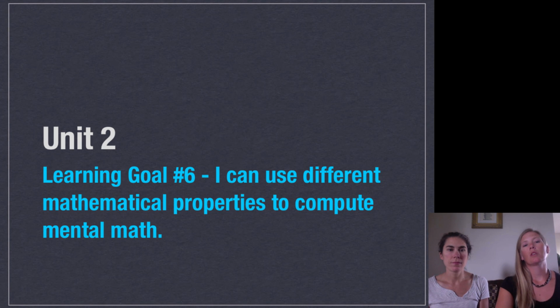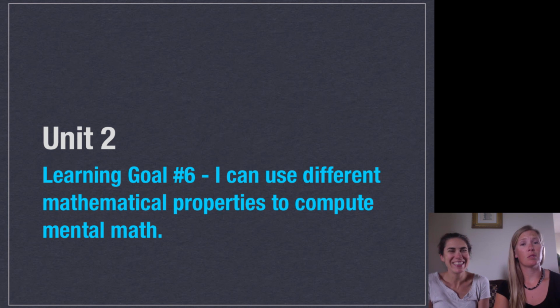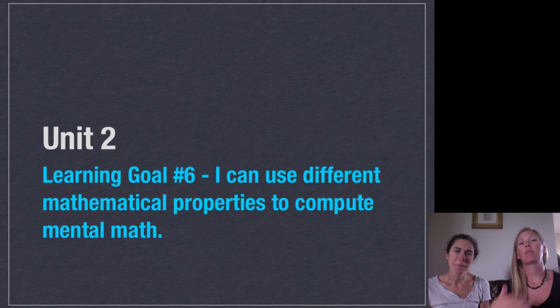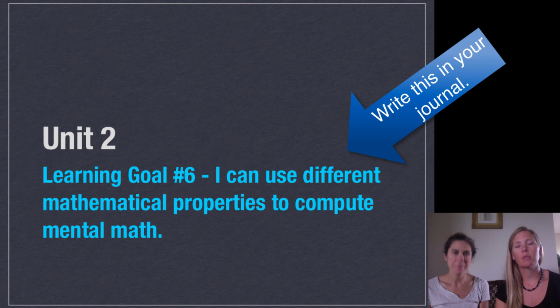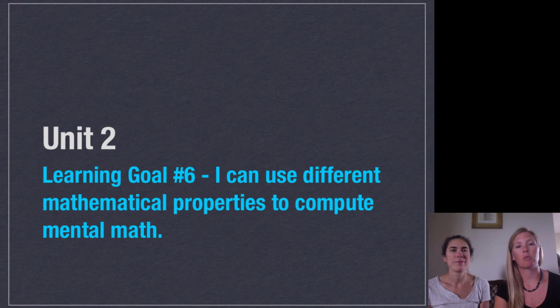We are going to start learning goal 6 now, which is actually, interestingly enough, something I learned when I was in high school. But we're using different mathematical properties, things that you probably already do in your head, but we're going to give a name to it so that you will see what that is really called. So we're using different mathematical properties to compute mental math, so make sure you write that down.